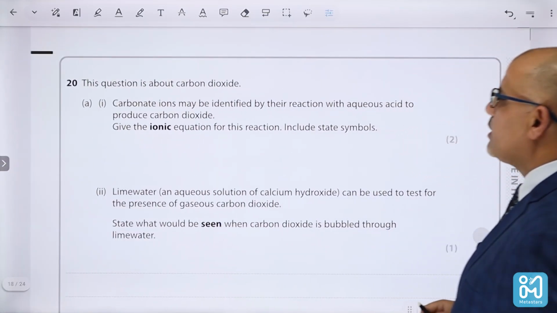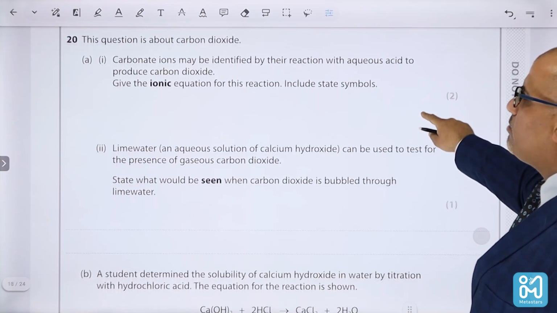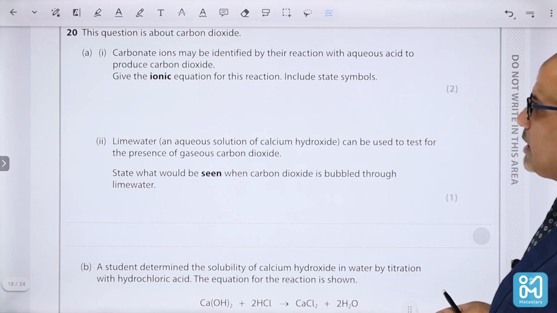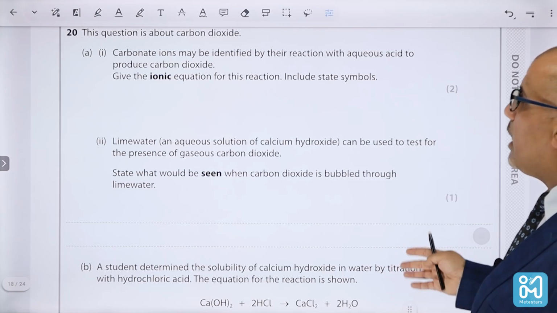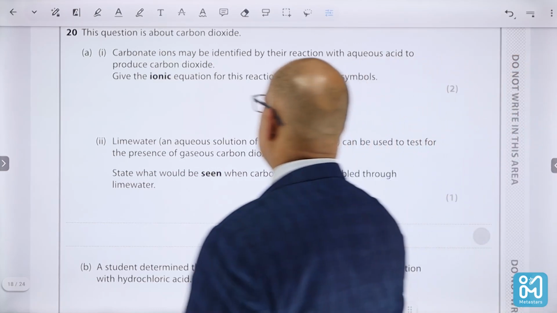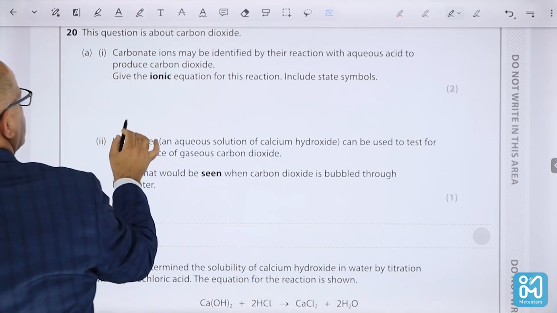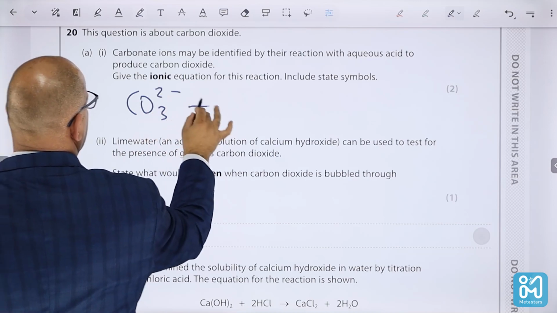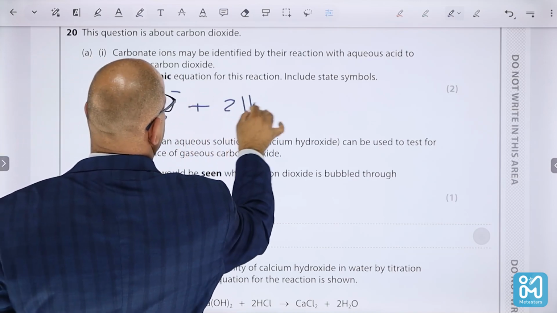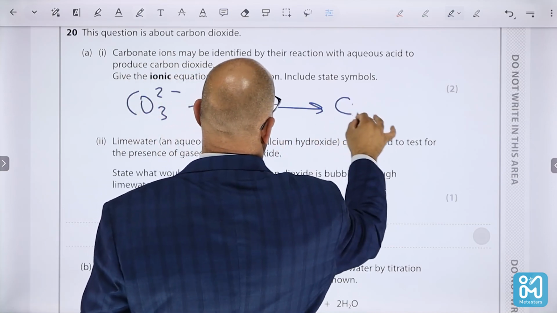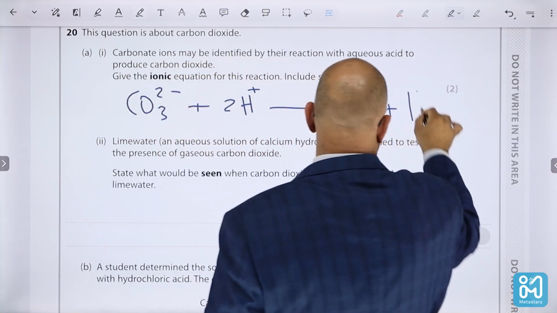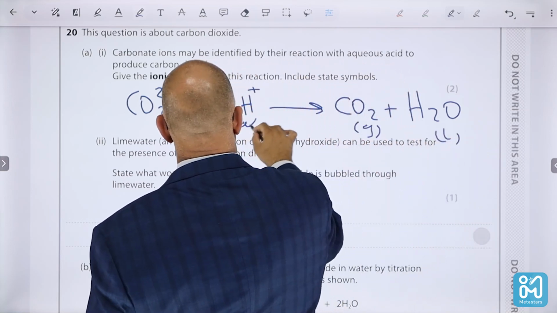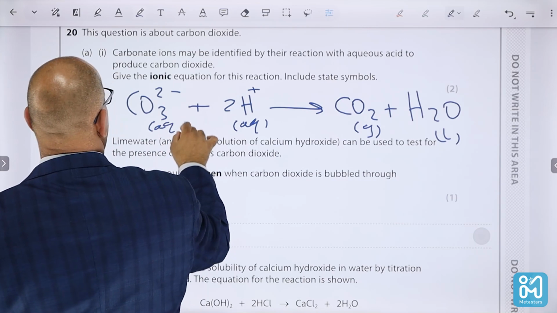This question is about carbon dioxide. The carbonate ion may be identified by its reaction with aqueous acid to produce carbon dioxide. Give the ionic equation for the reaction, include state symbols. Here we have carbonate, so it's CO3 2- plus 2H+. This will give us CO2 gas plus H2O molecule. That's liquid, that's gas, that's aq, and that's aq.